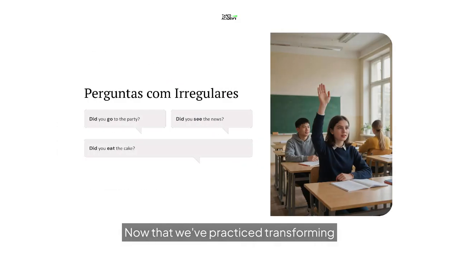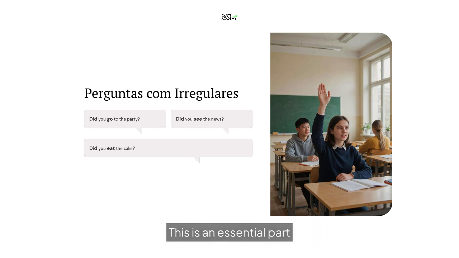Now that we've practiced transforming our key irregular verbs, go, see, and eat, let's explore how to use these verbs in questions. This is an essential part of communication, especially when we want to engage others in conversation about past events. Think about how often we ask others about their experiences. For example, if you want to know if someone attended a recent event, you might ask, did you go to the party? This question not only checks if they were there, but also opens the door for them to share their experiences, making the conversation more lively and engaging.